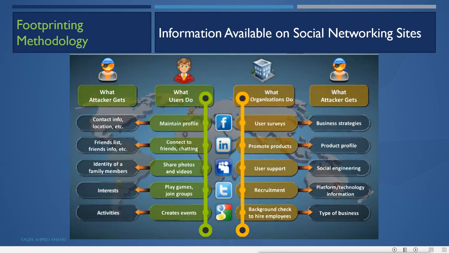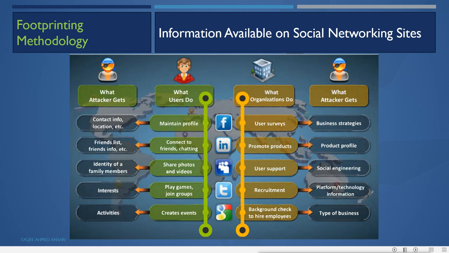So, what information is available on social networking sites? We create accounts on these sites and we actually provide lots of information to them. What does the attacker get? First, users maintain profiles, and from them the attacker can get contact info, location, etc. Then organizations do user surveys, and from there the attacker gets business strategies. That means when they are surveying for something, they are planning to do those things.